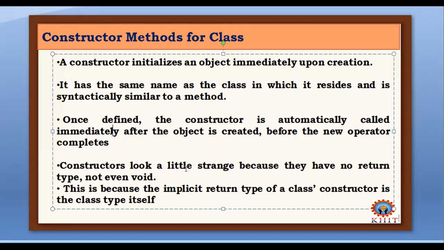Next, constructors look strange because they don't have any return type, not even void. This is because the implicit return type of a class constructor is the class itself.